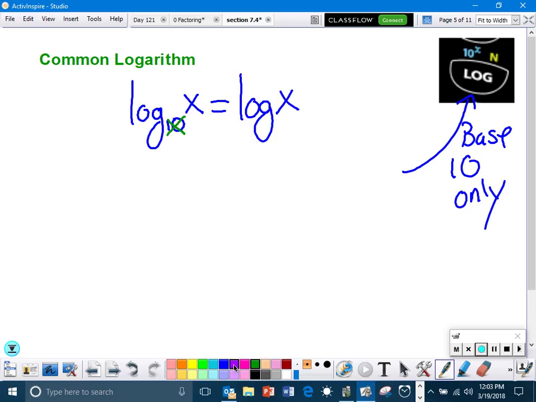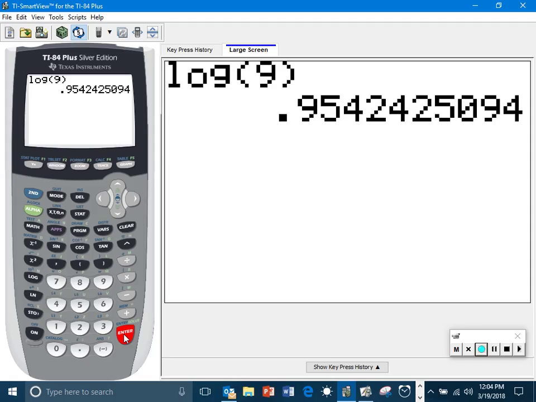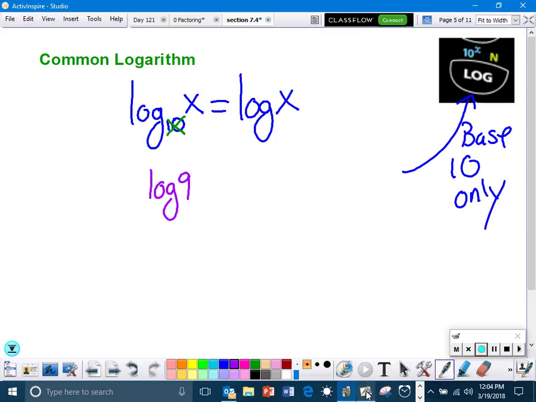So, for example, if you are asked to find the log of 9, well, that can be done on the calculator. You just go to the calculator and you hit log 9, and it knows that it is log base 10. And yes, that's going to be a decimal, so 0.95424. So again, that's the same as log base 10 of 9, but the 10 does not need to be written.